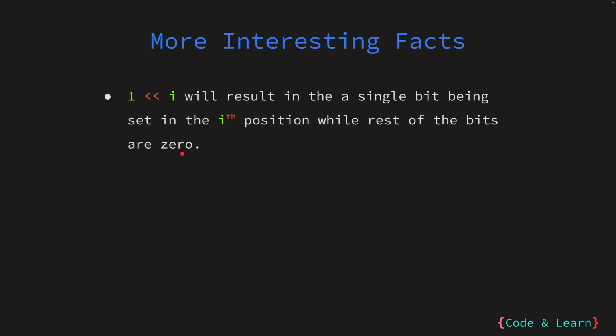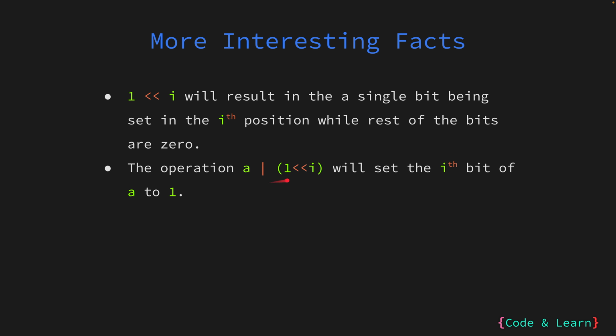The expression 1 left shift I is a common technique used to set a specific bit at position I in number 1 while keeping all other bits as 0. This is what we use to create a bit mask with only one bit set to 1 at the ith position and the rest of the bits set to 0.